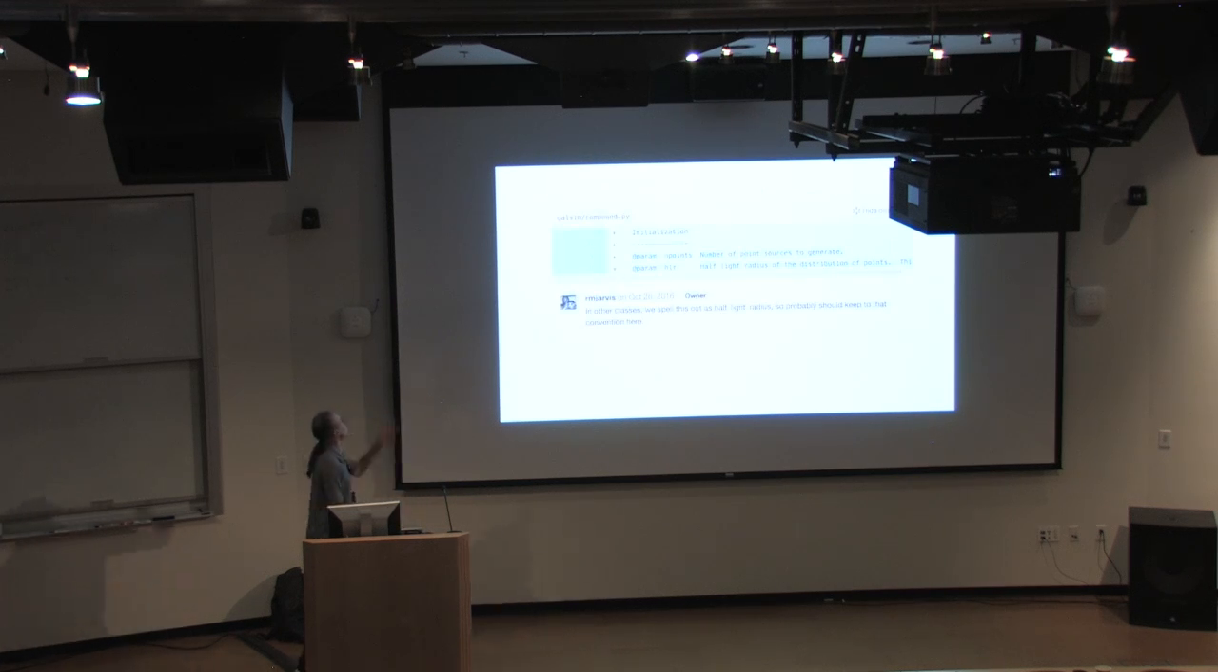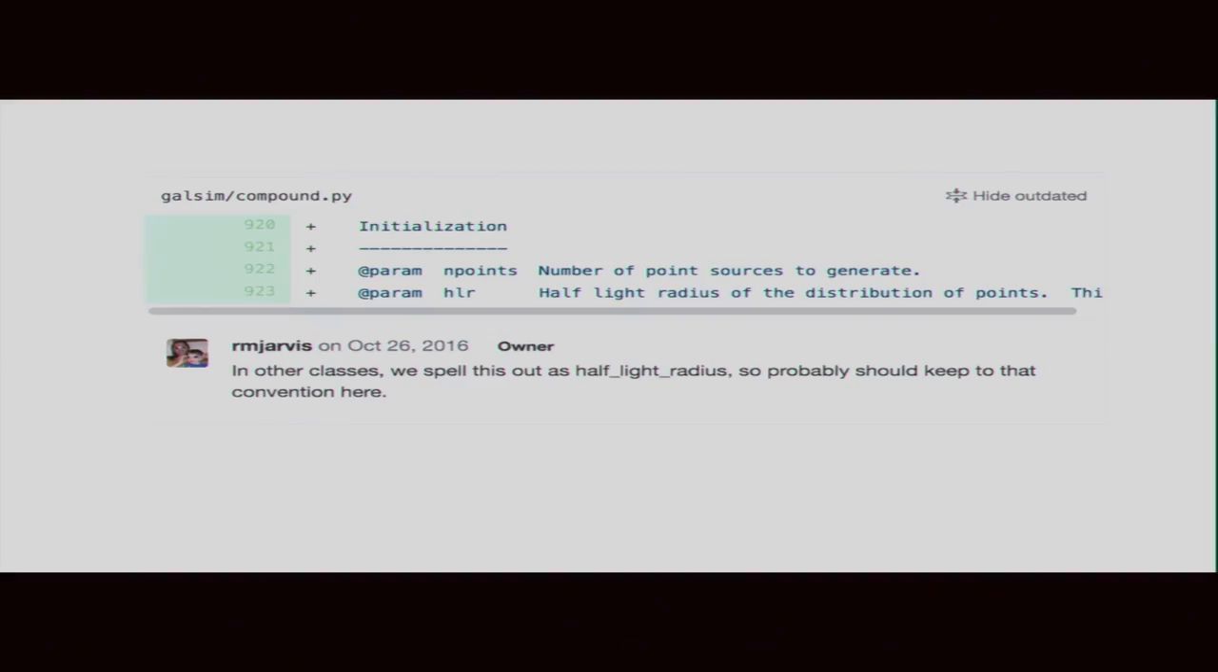So here's just an example. I think Aaron submitted some stuff, and he added a new class where he called something HLR for the half-light radius. And in other classes in Gaussian, we tend to spell that out as half-light radius rather than use the abbreviation. So to be consistent with the rest of our style, we changed it. It wasn't necessarily wrong on its own. If this was code that existed all by itself, it would be fine. But within the context of it being a Gaussian class, it should be changed. So that's the kind of thing you're looking for.